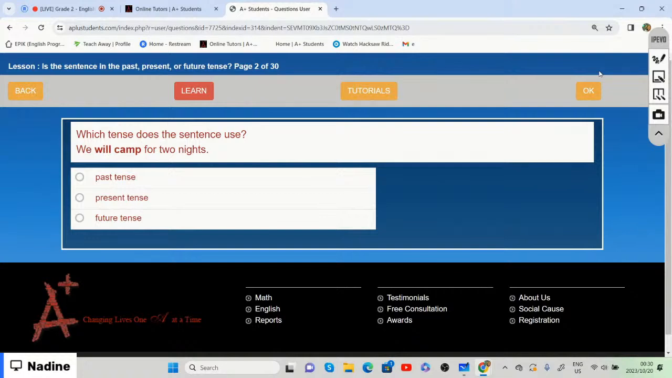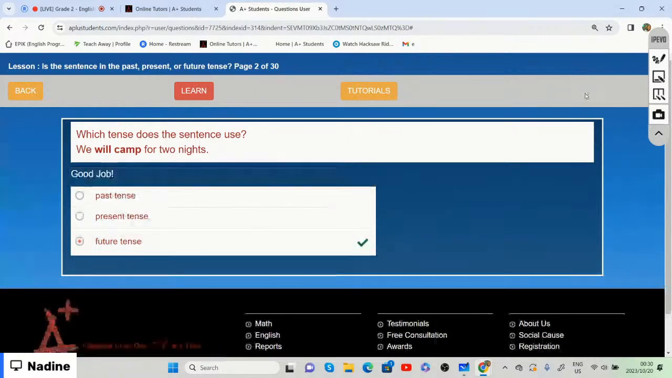All right, so we will camp for 2 nights. We can say this is in the future. Because remember, we said that in the future we use the word will. So in the future.